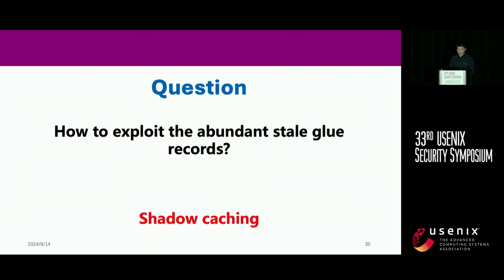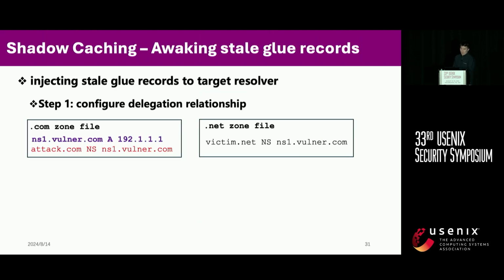So one last question for the attacker: how to deliberately inject glue records into the resolver cache that disagree with authentic data and cause security problems. In this paper, we propose the attack model called shadow caching, which leverages stale glue records already present in the zone files. Suppose we find a stale glue record for, say, vulner.com. The address here, 192.1.1.1, is not in use as an authoritative of a domain anymore, but somehow still exists in the parent. And the victim domain uses an authoritative server under this vulner.com.